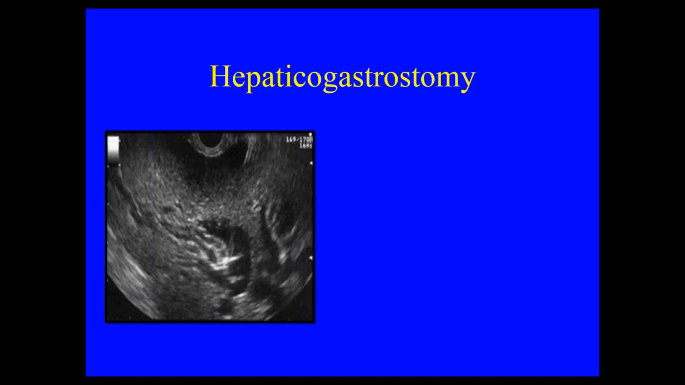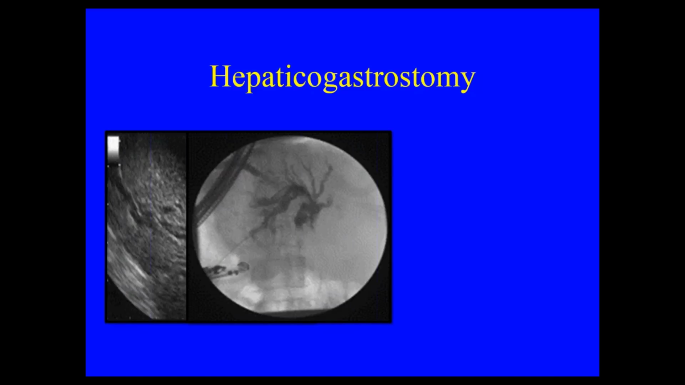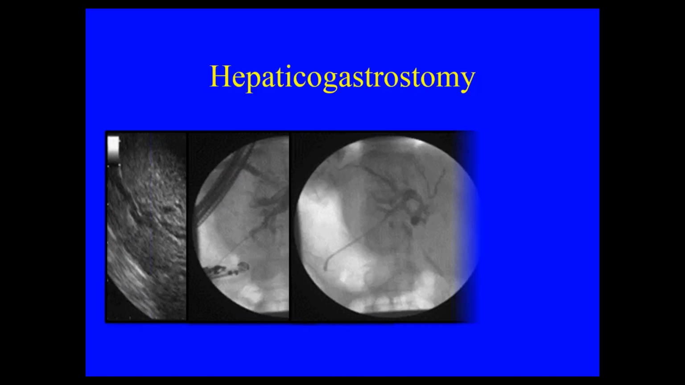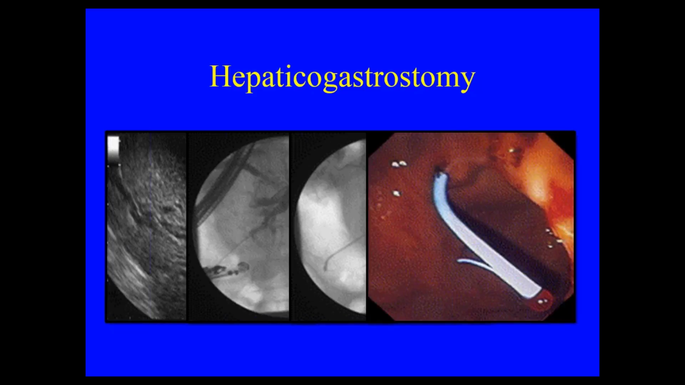by having the EUS scope in the stomach, we can have great access into the left lobe of the liver. Here you can see that. We make a puncture, inject contrast, dilate the tract, and place a stent. So this is a hepaticogastrostomy. This stent is going from the stomach to the left lobe of the liver. What's more commonly done is choledochoduodenostomy.